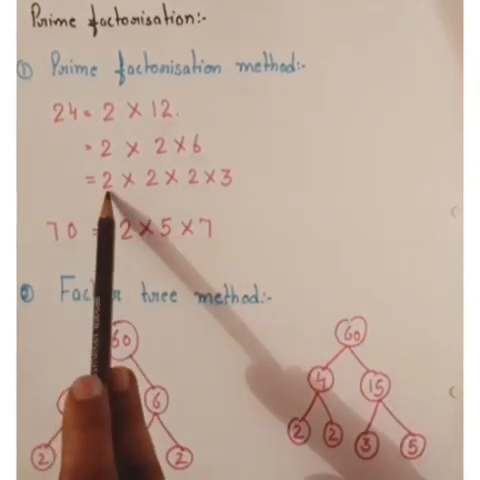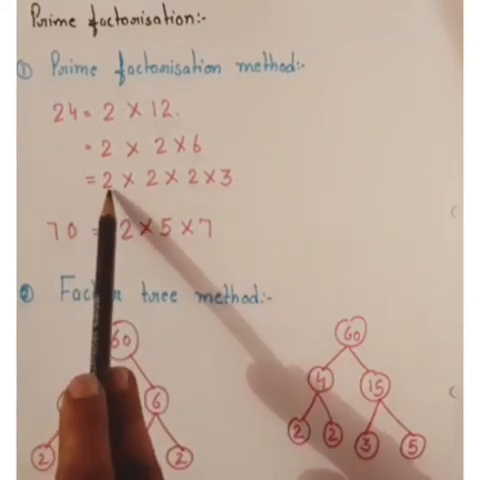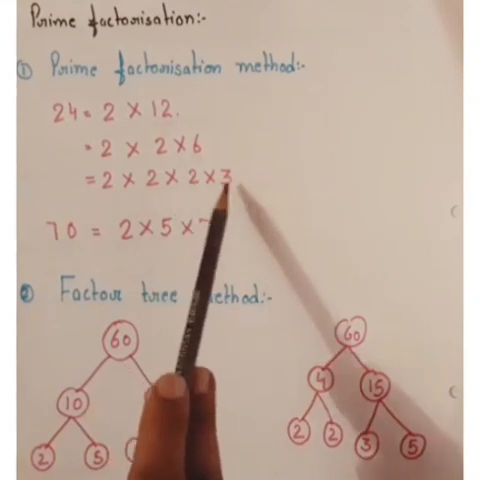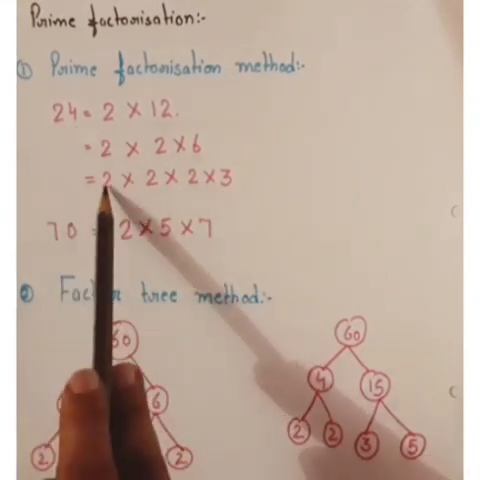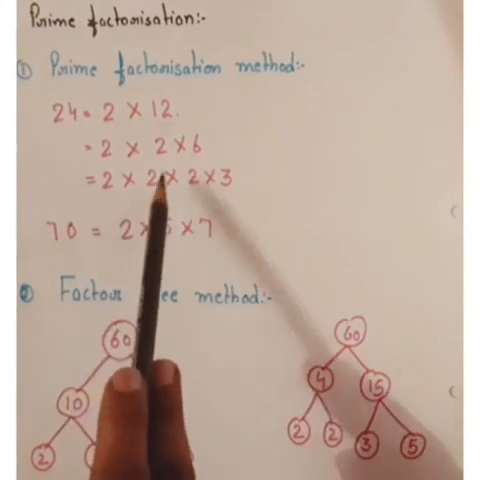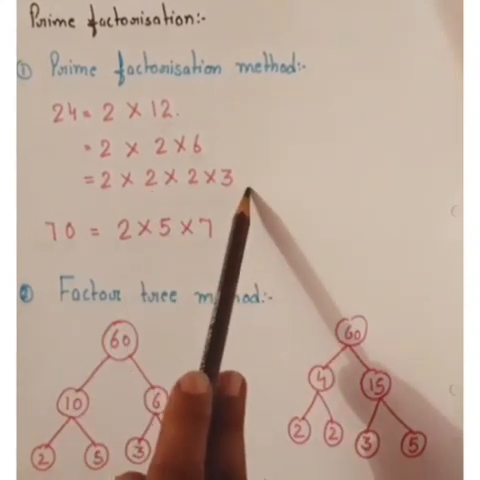Now you can see in this third row you are getting all the prime numbers over here. Okay, all the numbers over here are prime. 2 into 2 into 2 into 3. So they all are prime. So the prime factorization of 24 is 2 into 2 into 2 into 3. It means you have to use only prime numbers.